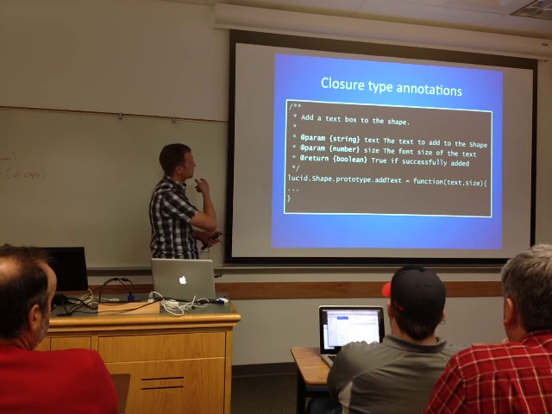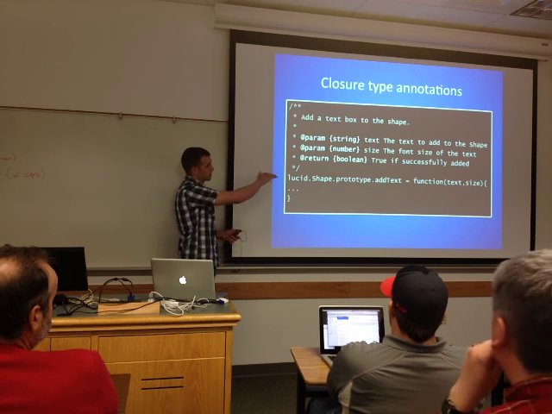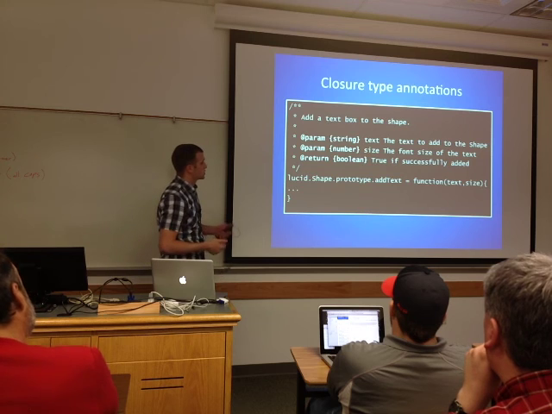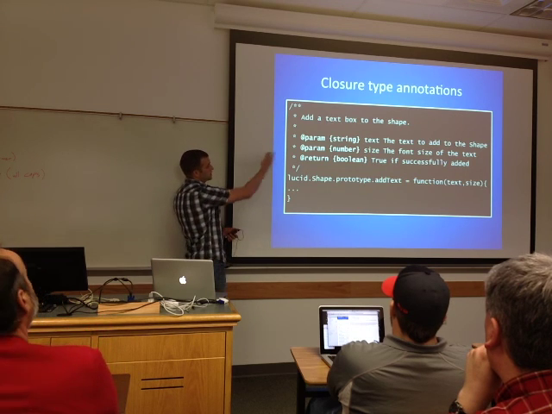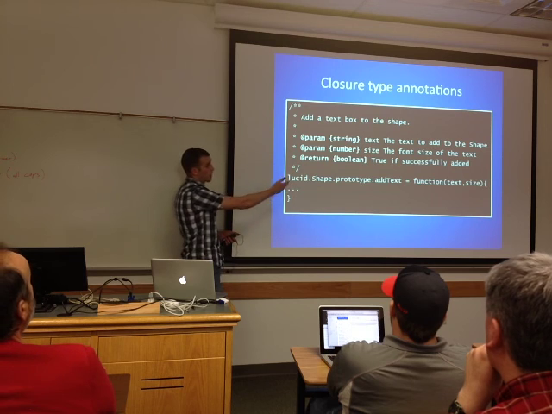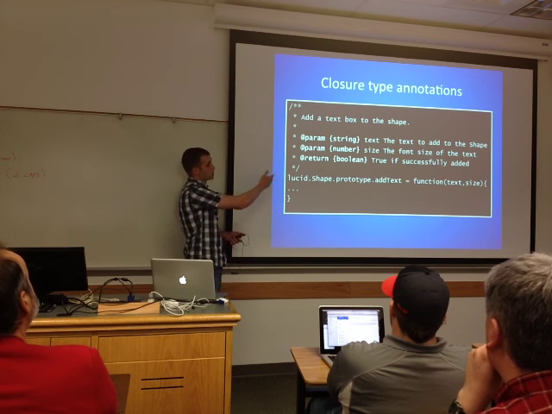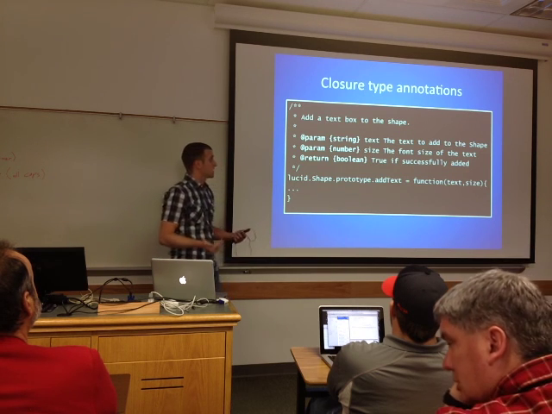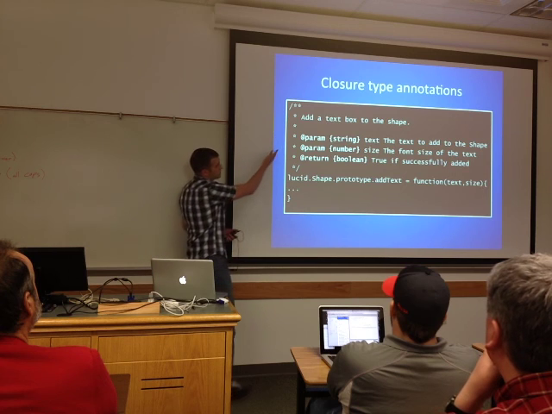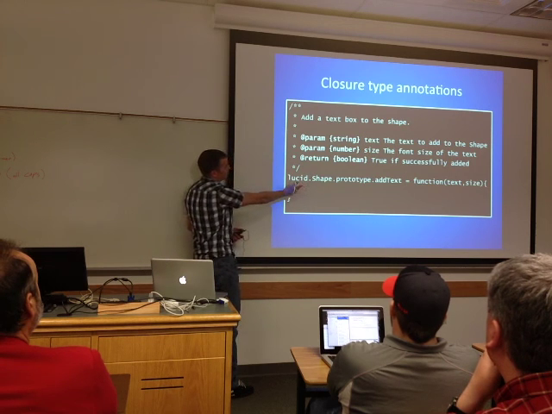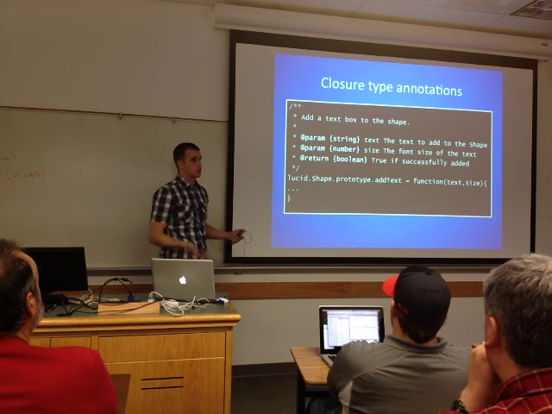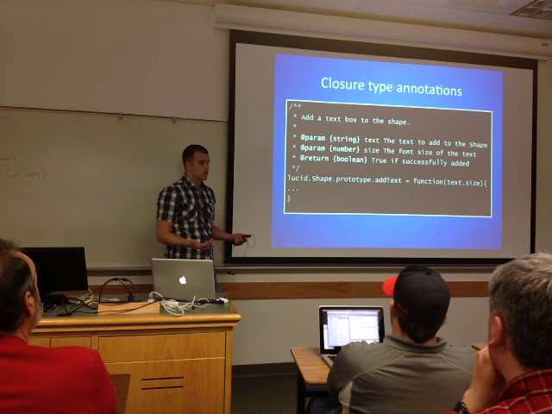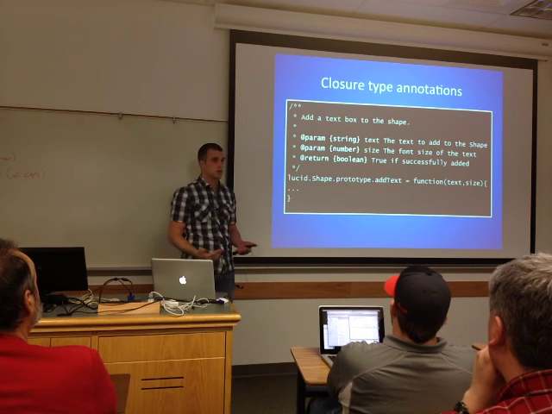In the Closure compiler, you annotate before your methods and things. You can use these keywords. So here we have an add text method on this shape class. You can see in the comment we're specifying what type these parameters should be, so that when you go to compile this, if you pass in a number as the first parameter, text, it's going to alert you and say, hey, this expects a string.